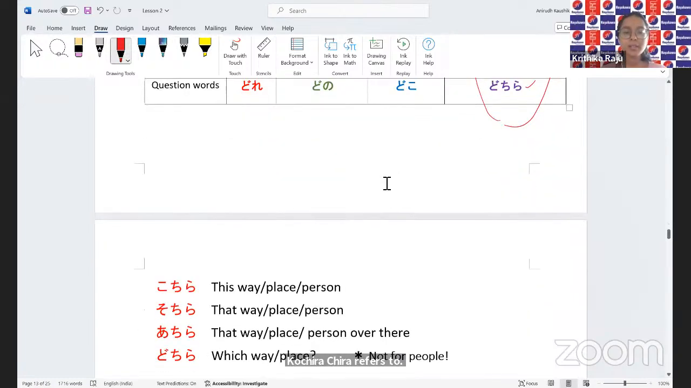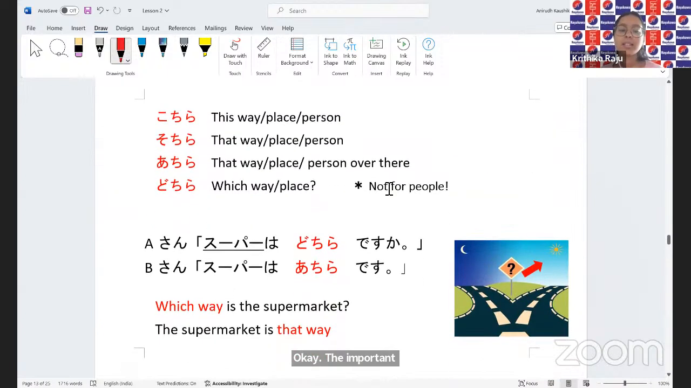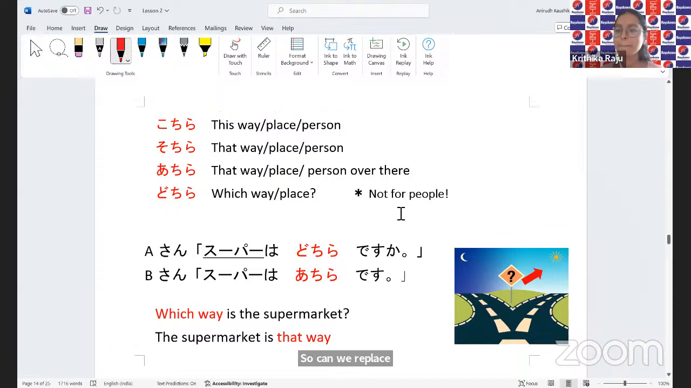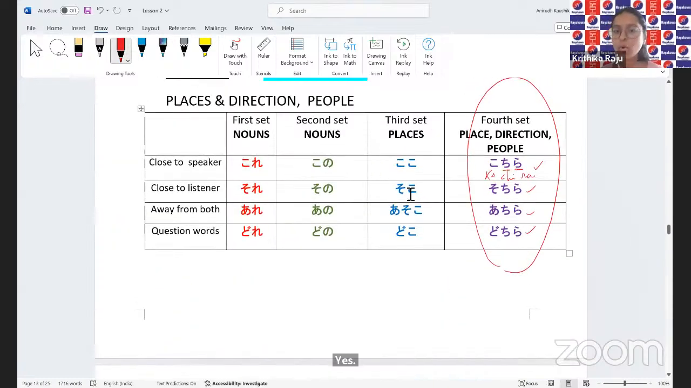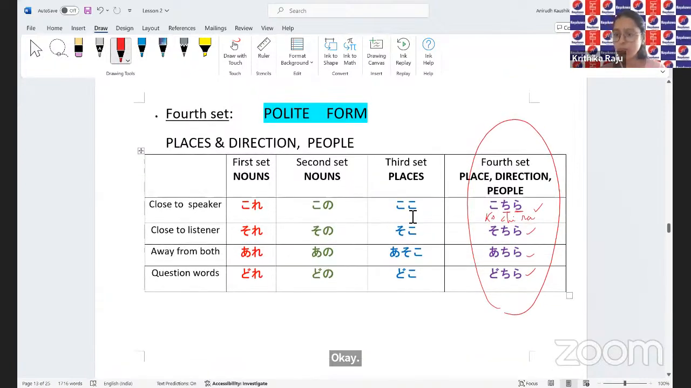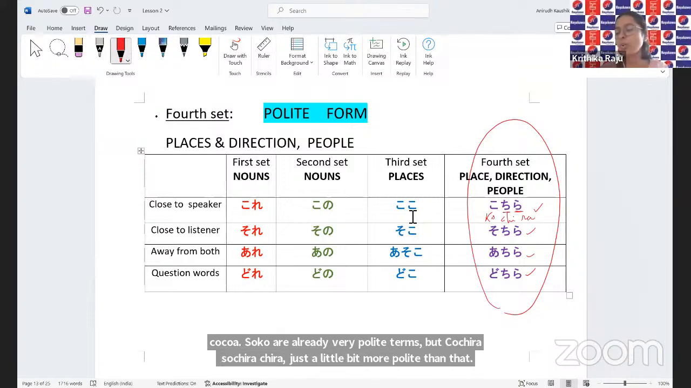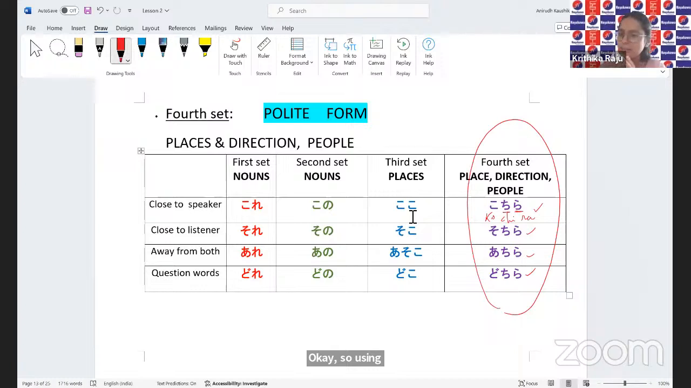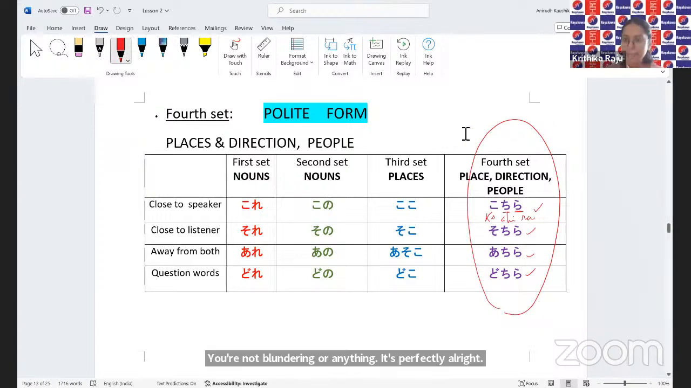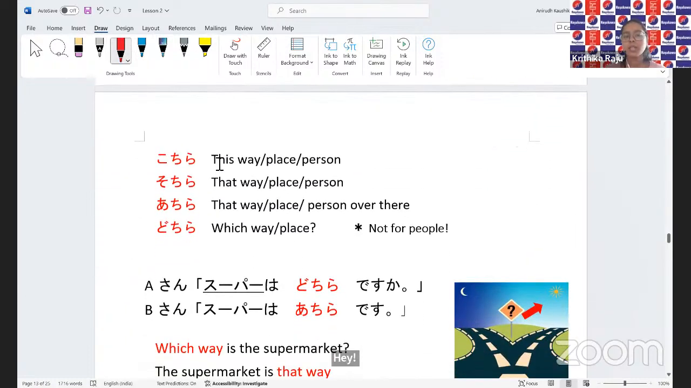The important thing, Sensei. Yes. Can we replace koko, soko, asoko with kochira? Yes, you can replace koko, soko, asoko with kochira, sochira, achira. Koko, soko, asoko are already very polite terms, but kochira, sochira, achira are just a little bit more polite than that. So using koko, soko, asoko, the third set, is perfectly okay. You're not blundering or anything. It's perfectly all right. Arigato. So that is how it is.